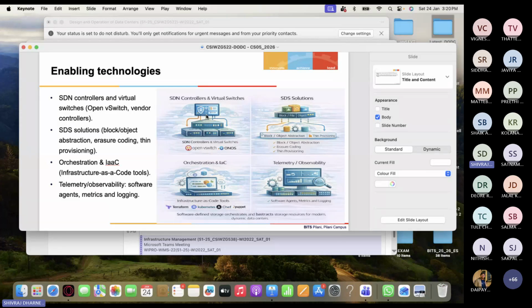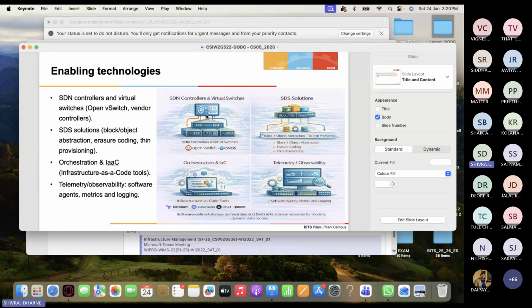What is this telemetry? Anybody can tell what is telemetry? You guys are there? Telemetry. What does telemetry mean? This word you see in this presentation. There is telemetry, observability, software agents, metrics, and logging.